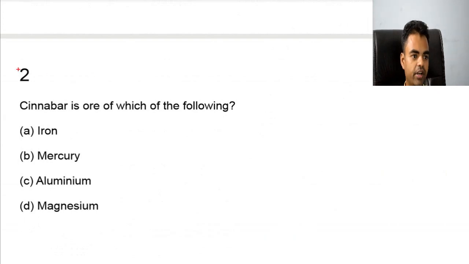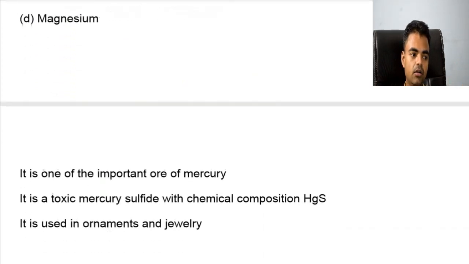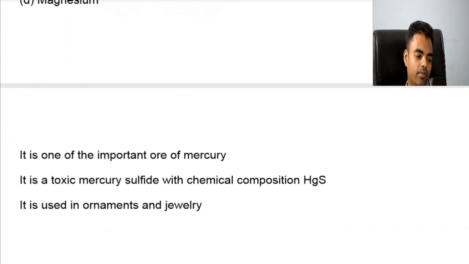Now let's come to question number 2. What does it say? Cinnabar is an ore of which of the following, right? So we have to look at the options: magnesium, aluminium, mercury and iron. So let's go for the explanation, so that you'll understand what it is exactly talking about. It is one of the important ores of mercury. So the answer would be mercury.